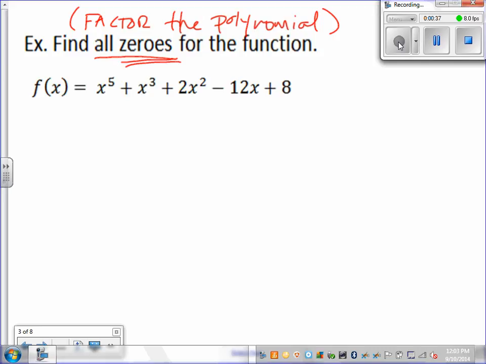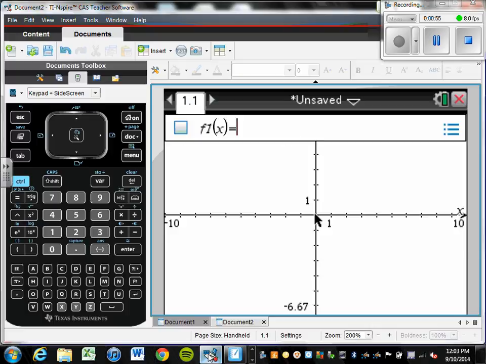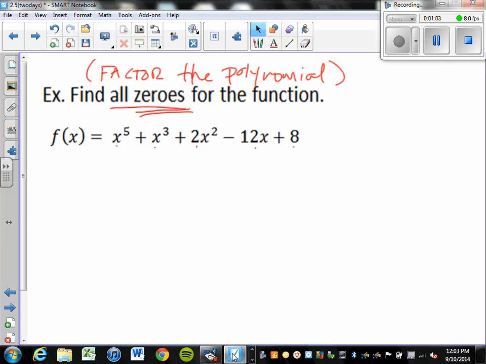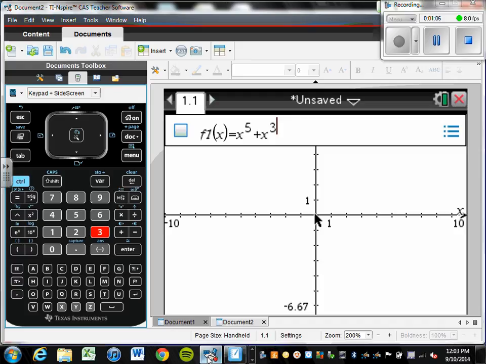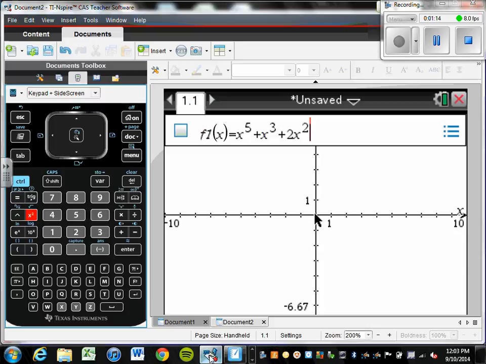One of the definitions of zeros is x-intercepts. So if you don't want to try to factor something this gross, you can always start with a graph of the function. So if you open your calculator, x to the fifth plus 3 plus x cubed plus 2x squared minus 12x plus 8.